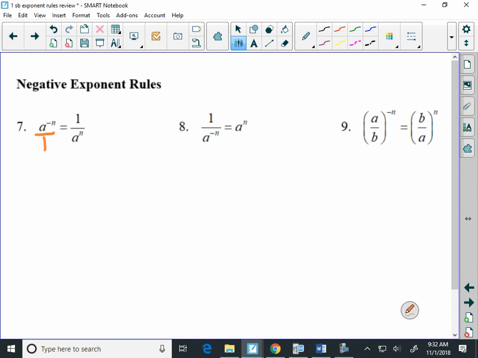Works the same way here on number 8. We flip and change the sign on the exponent. So we end up with a to the n over 1.